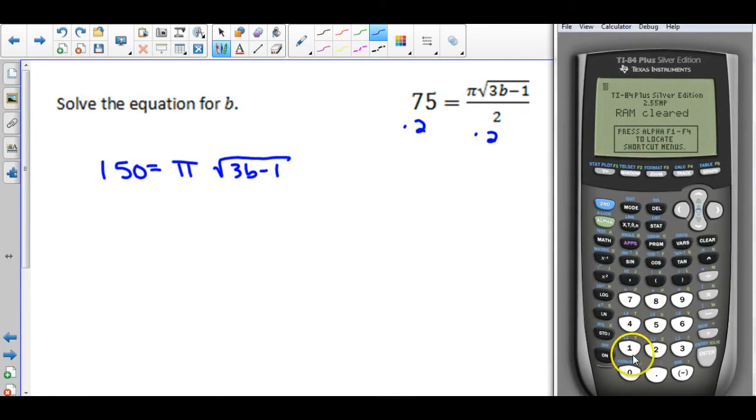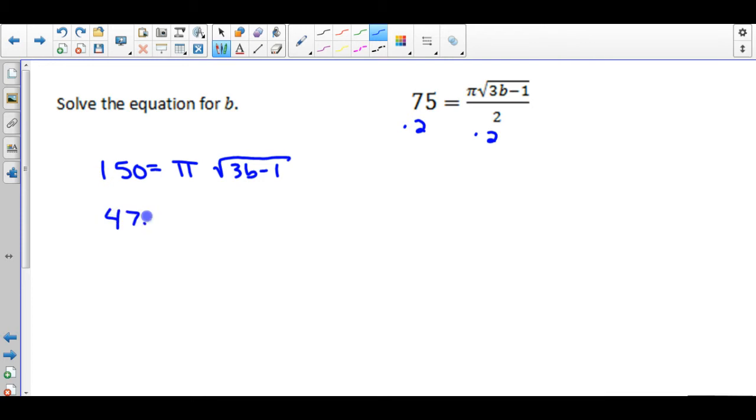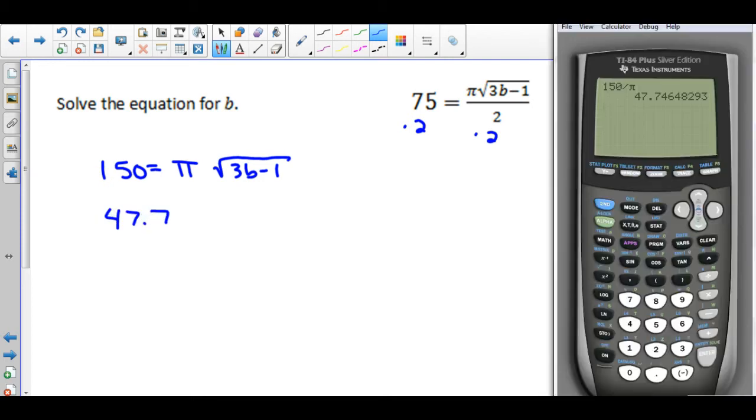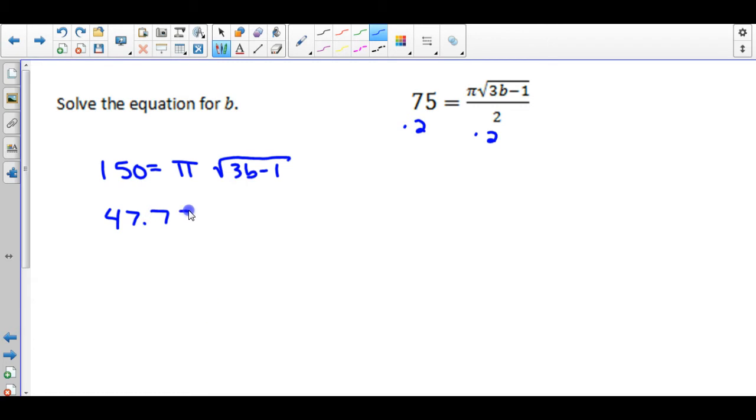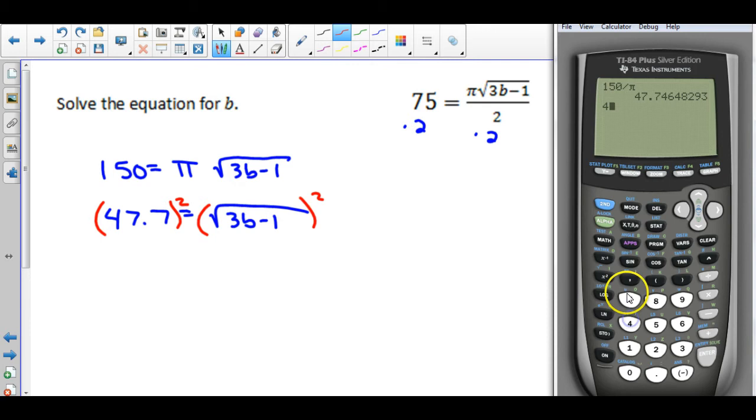Okay, so I'm going to take 150 and divide it by pi. And I'm going to round this to 1 decimal spot, so 47.7. And that is equal to the square root of 3b minus 1. And now what we want to do is get rid of the square root on both sides. So I'm going to square both sides of this equation. This is going to give me a pretty big number. So if I square 47.7, I'm going to take this number and multiply it by itself.